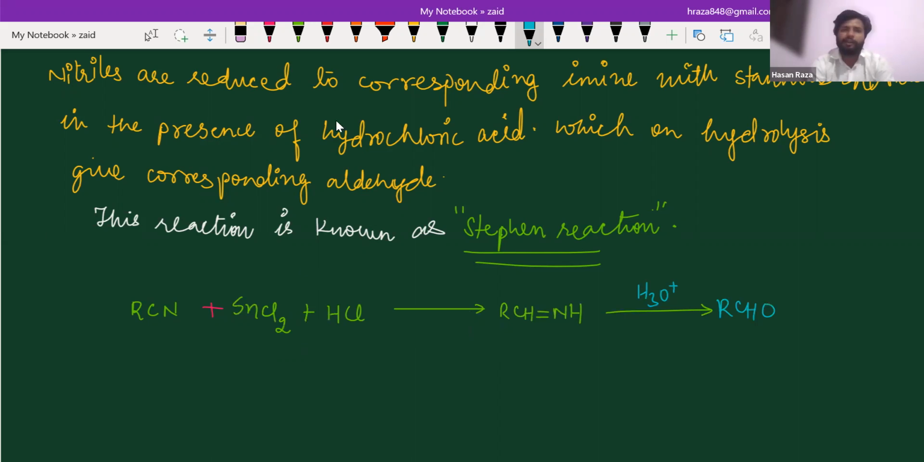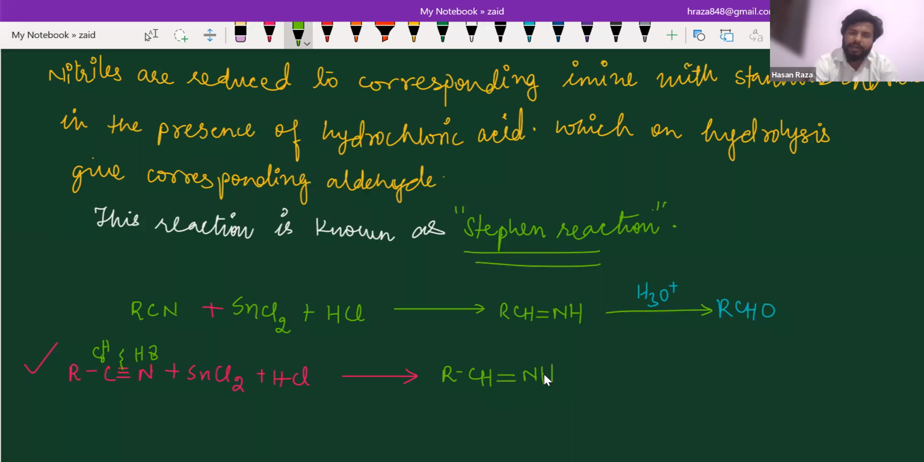Now, how did we get this? It's very simple. You know that the bond between C and N will be triple. So if you react this with stannous chloride in the presence of HCl, this nitrile will be reduced. You can see how it will be reduced. One of the bonds between carbon and nitrogen will be broken and hydrogen will be added to nitrogen as well as carbon. Then you will get RCH double bond NH. Is that clear, everyone?